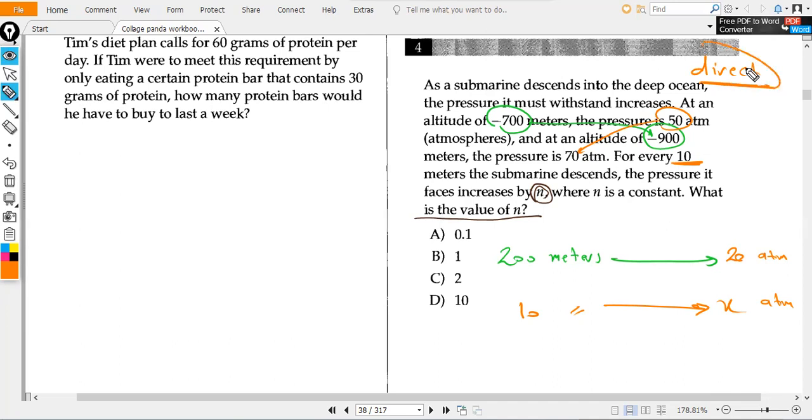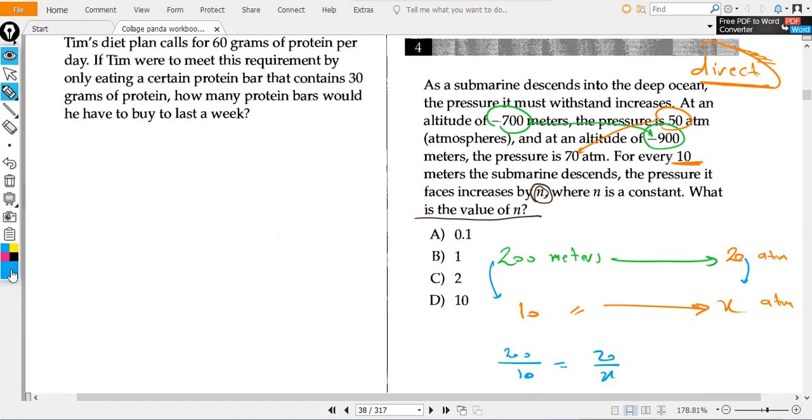Because we talk about the direct variation, you know that when the number of meters increases as we go down, the number of atm, the pressure, also will increase. Okay? So it's a direct variation, and we can set that the division is a constant. So we can write it like this: 200 over 10 equal 20 over x.